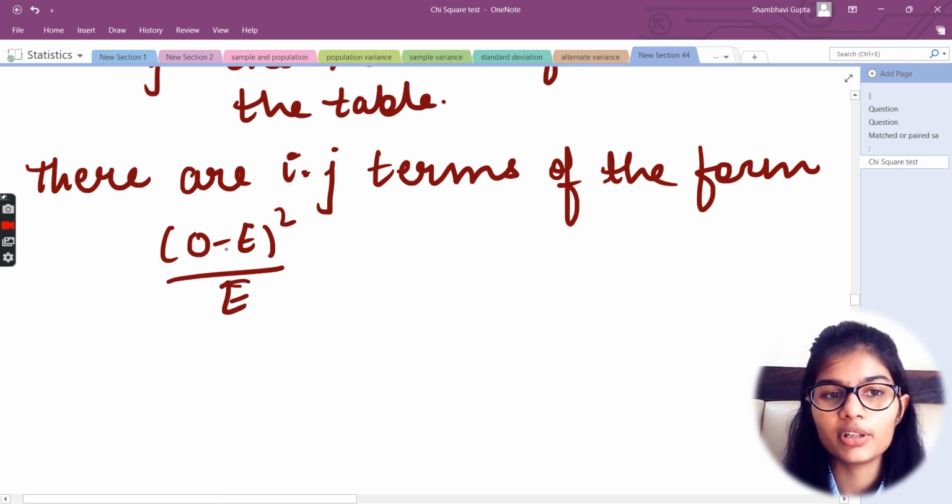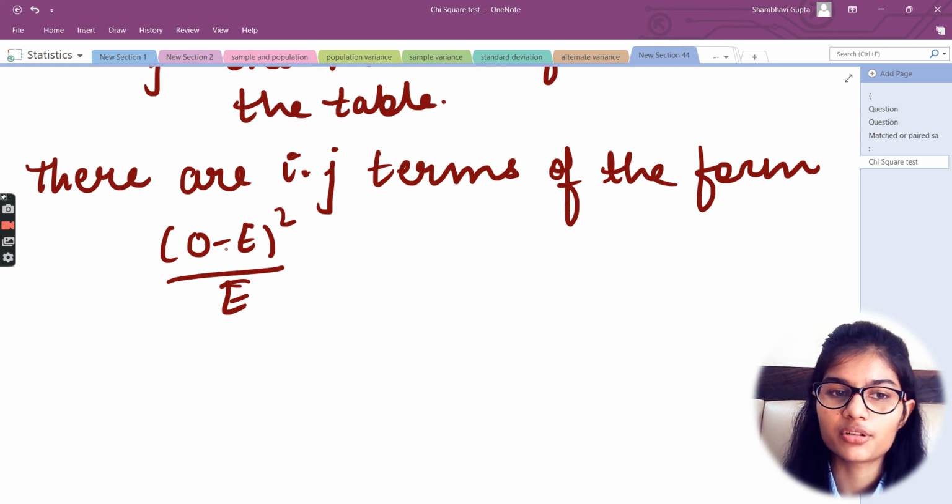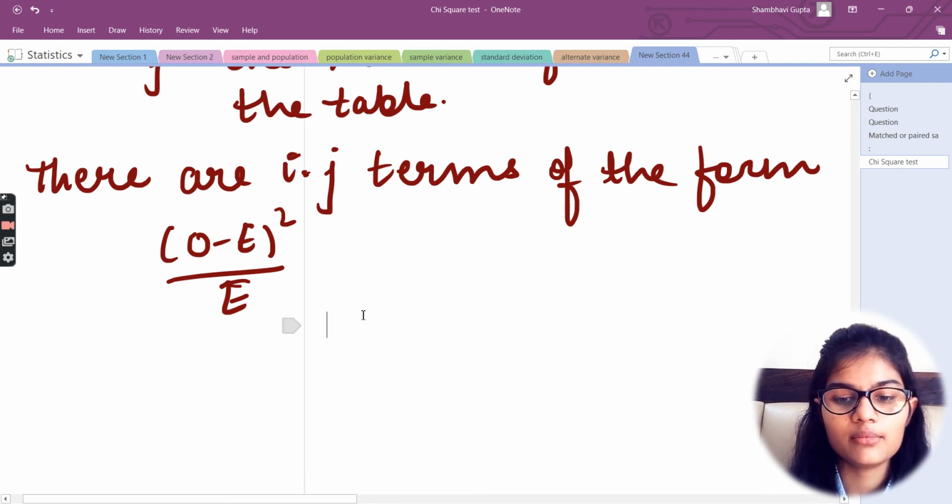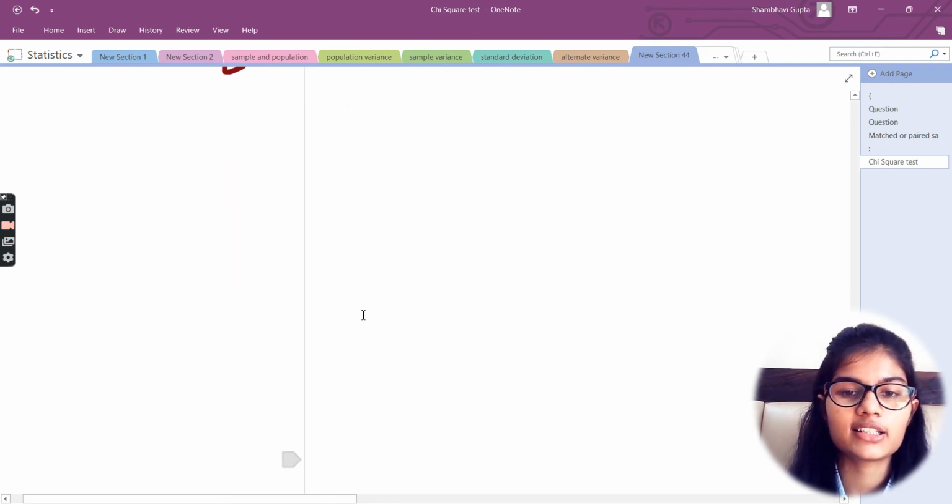So basically, in the previous one as well, we had studied the goodness of fit. There we had seen that there were n terms of this particular form. Right now, in this topic, we are seeing that there are I multiplied by j terms of this particular form, that's (O minus E) whole square divided by E, right? Now let's come down here, I have some other points to add at this place as well.